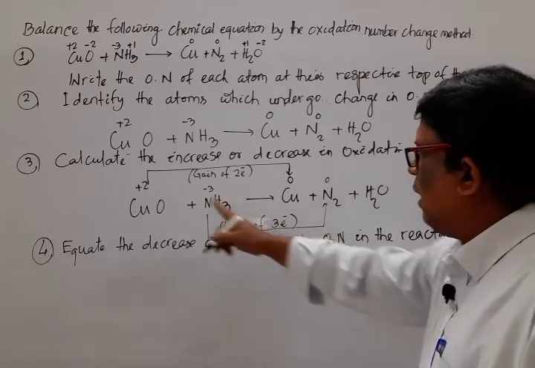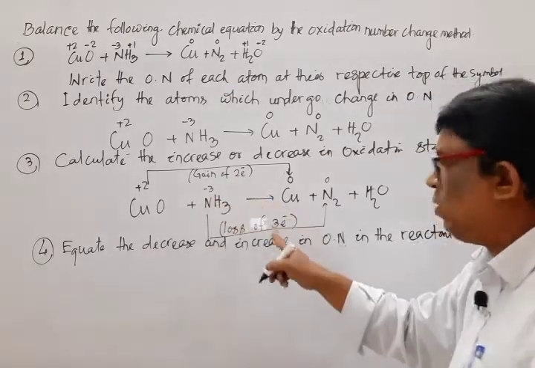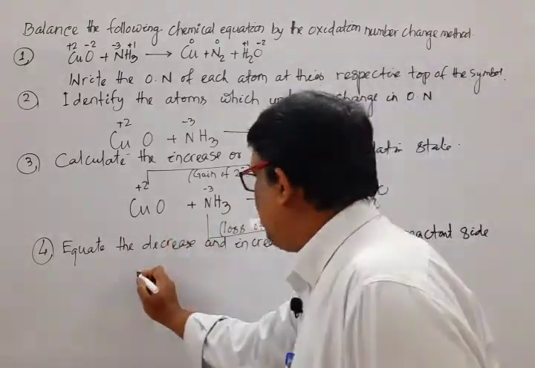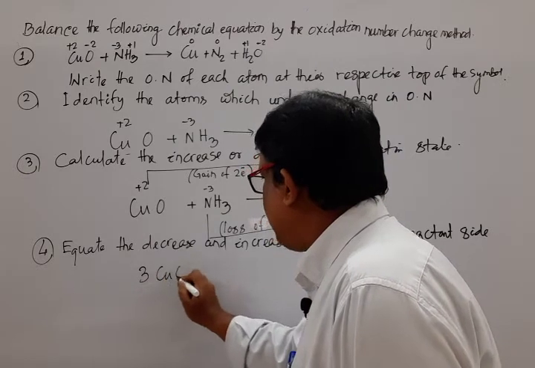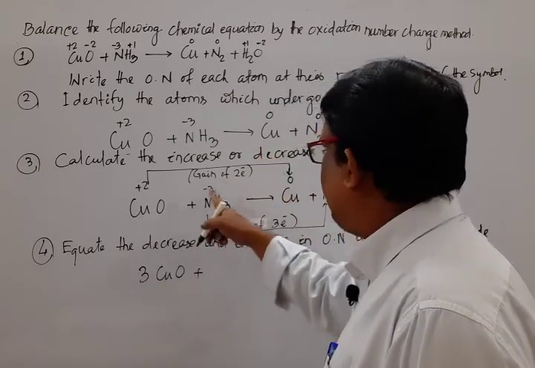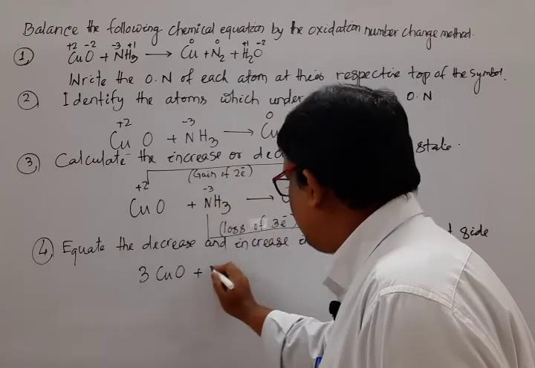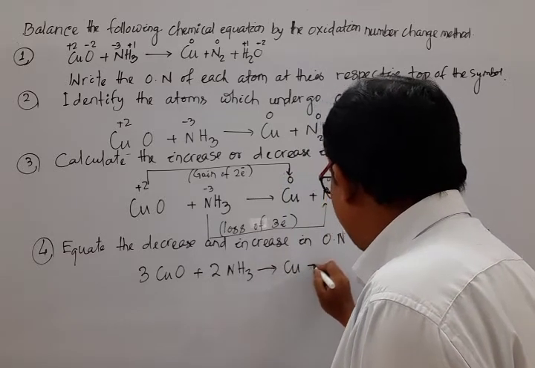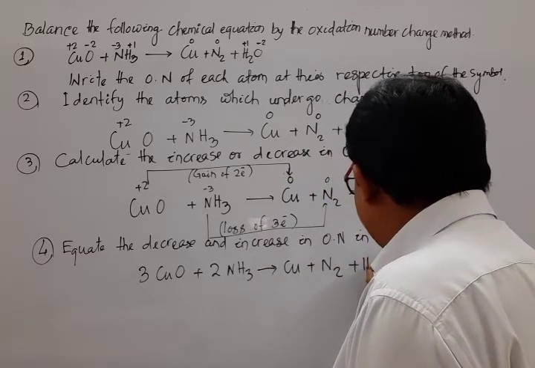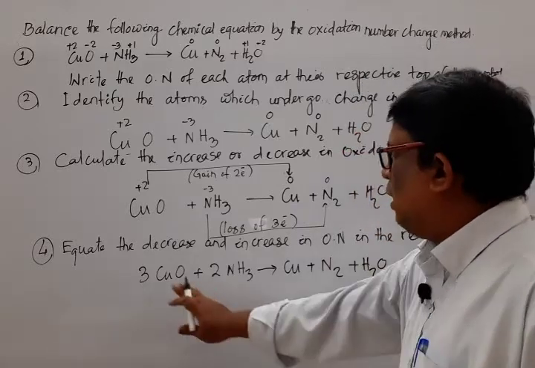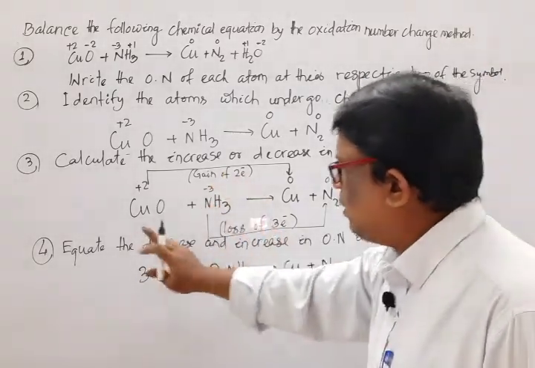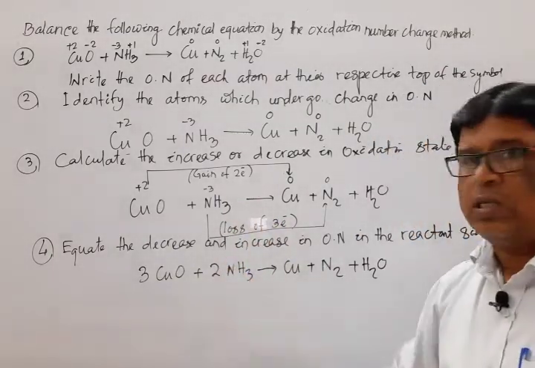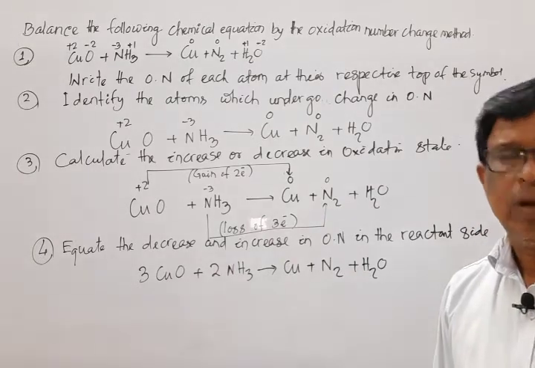So we observe that on one side there is a gain of 2 electrons, on the other side a loss of 3 electrons. So you have to equate, which means here multiply by 3: 3 CuO plus, here is loss 3 gain 2, so multiply 2: 2 NH3 give rise to Cu plus N2 plus H2O. That means on the gain side, gain of 2 electrons multiplied by 3, and loss of 3 electrons multiplied by 2. In this way the total loss is equal to the total gain in oxidation state.